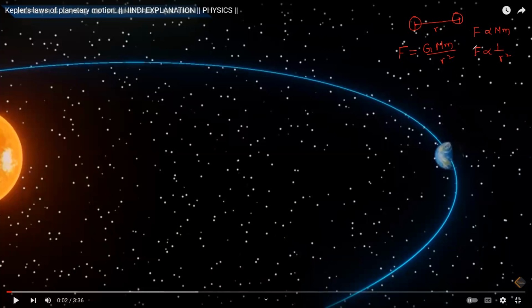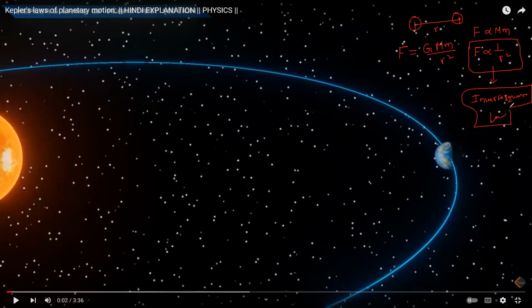Remember, this is the one we used to call something. Anybody can tell what we used to call that one? That is what we used to call the inverse square law. Yeah, inverse square law.